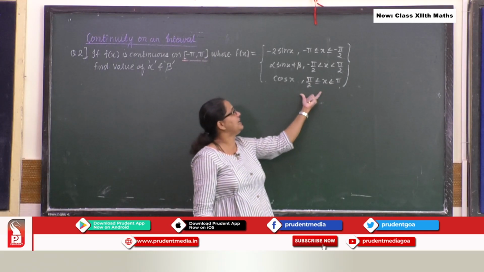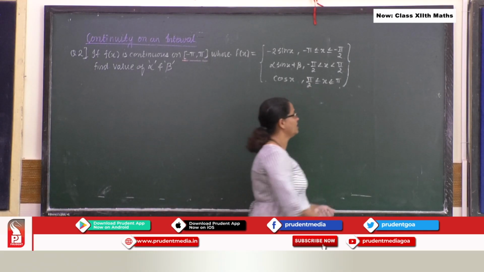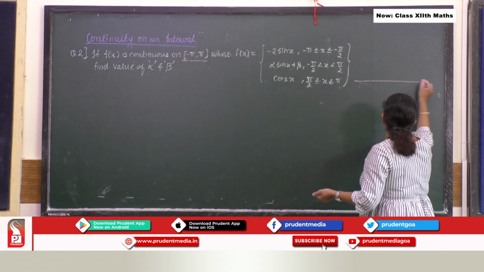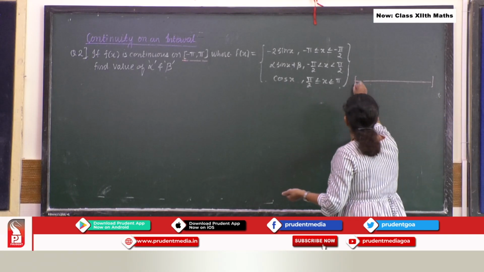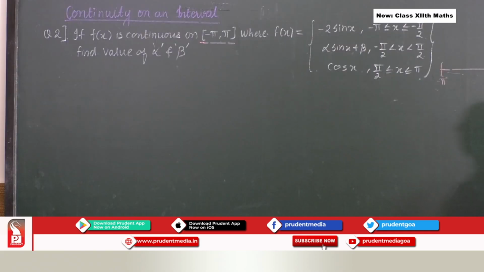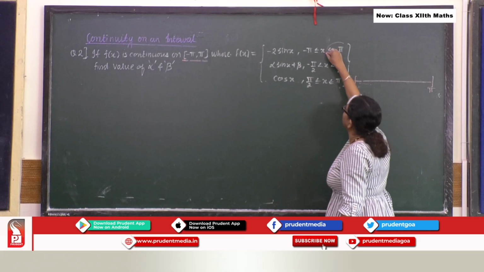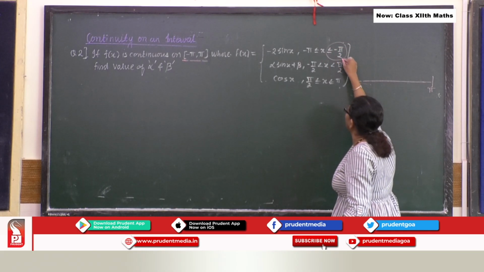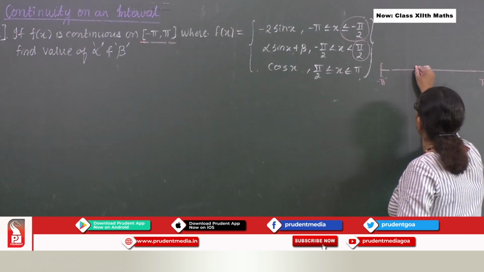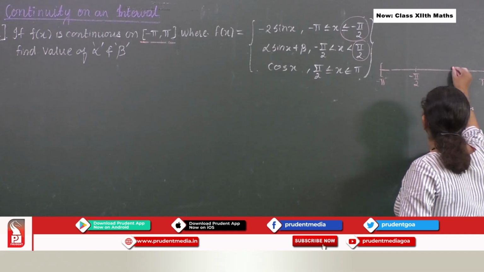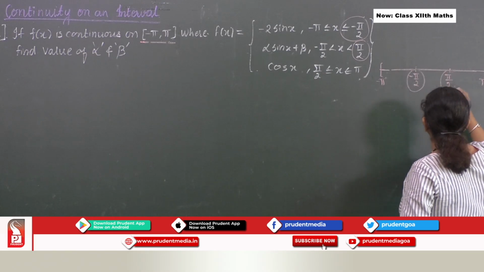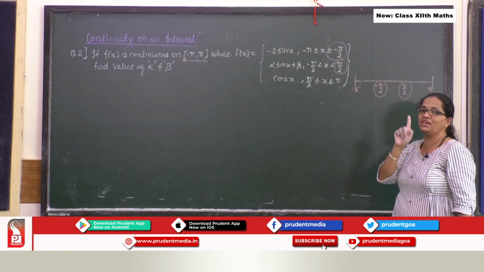So we will analyze this function and find out which points I will consider as my critical points, and I will discuss continuity over here. So over here this is minus pi, here this is pi. So look at the break. You can see the break is here. This is minus pi by 2 and this is pi by 2. So I consider this as minus pi by 2 and this as pi by 2. So these are the two critical points where I am supposed to be careful.